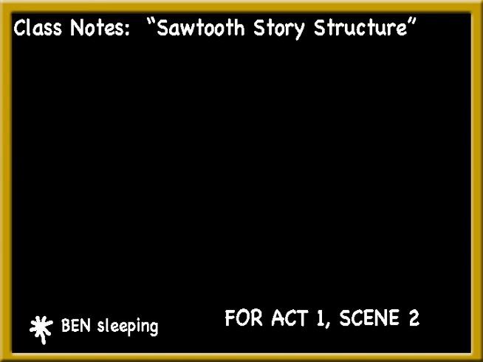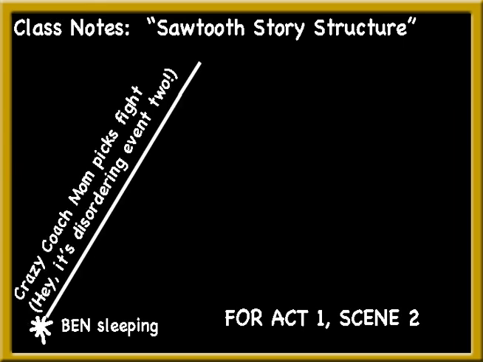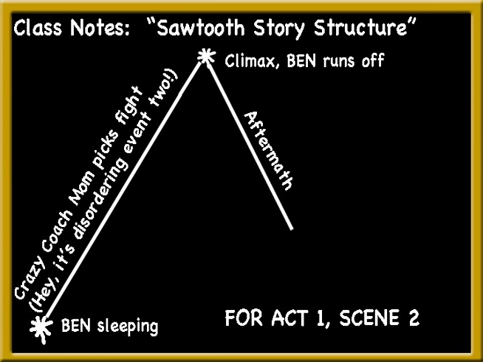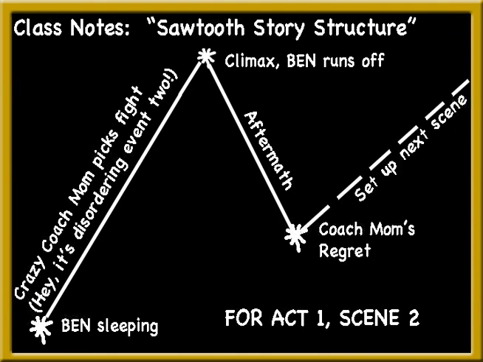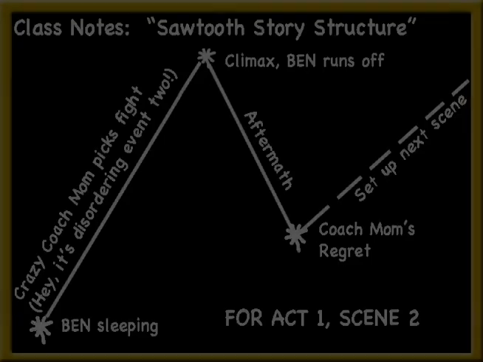So here's what the sawtooth story structure looks like for Act 1, Scene 2. Ben is sleeping. His crazy coach mom comes in and picks a fight. Hey, that's disordering event number 2. The action peaks. Ben says he'll quit racing and he runs off. The aftermath. Coach mom regrets her actions and considers what she's done. That scene ends and a new one begins with its own sawtooth story structure. Now watch the scene play out in live action.